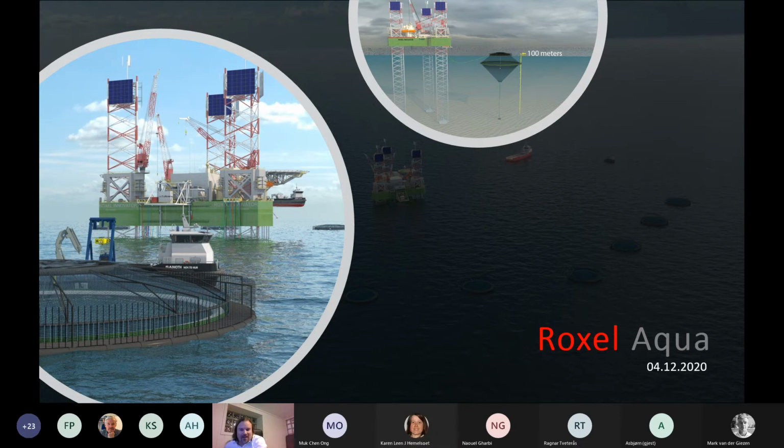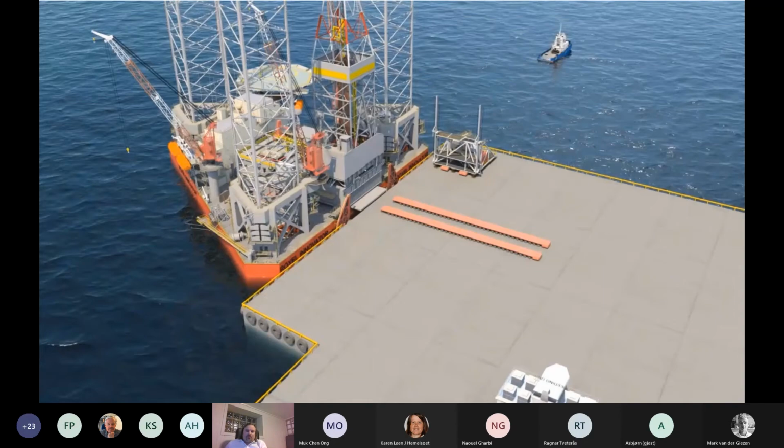And if you look at the pictures now, I guess it's fairly obvious what we're trying to achieve. We are trying to bring the aquaculture industry offshore by using existing jacket platforms and pull down fish cages. Next one, please.